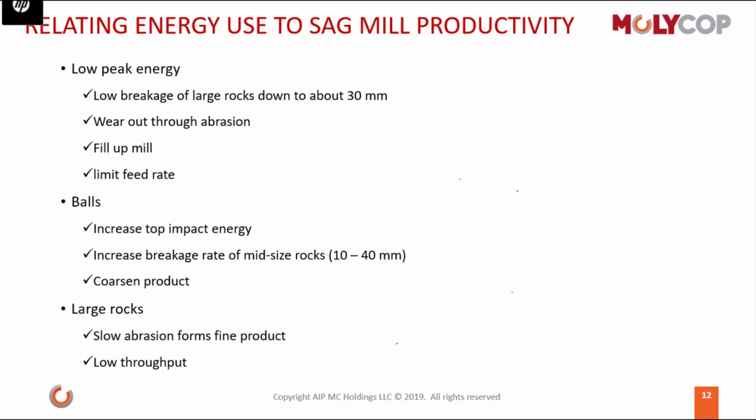What about the balls? The balls are going to increase the top impact energy. They are going to increase the breakage rate of the mid-sized rocks between 10 and 14 millimeters. And usually when you are using balls, you get a coarser product. The higher the ball size, the coarser the product. And what about the large rocks? The large rocks are going to slow abrasion and give a finer product, but these large rocks are also going to reduce the throughput of the mill.